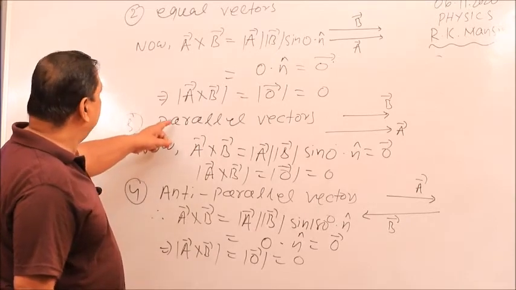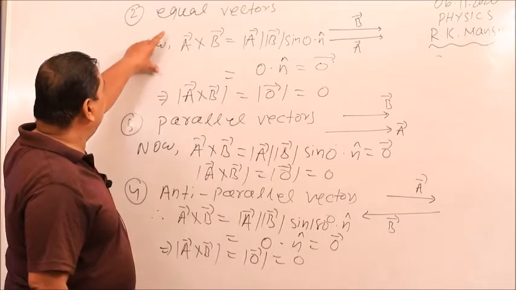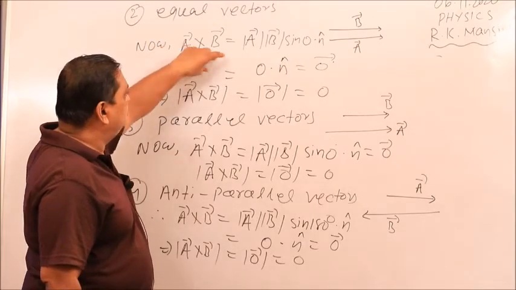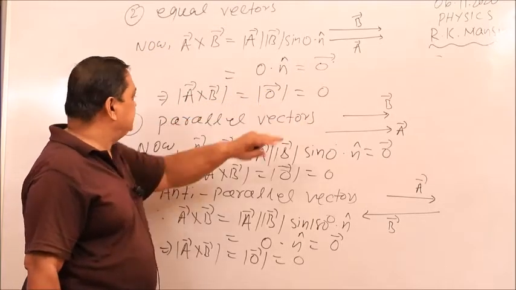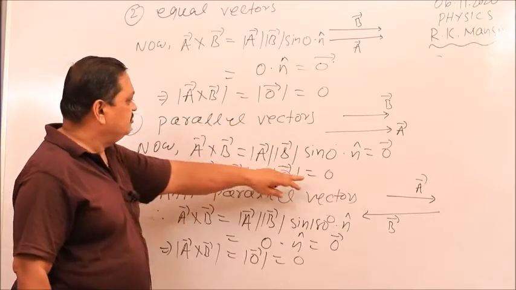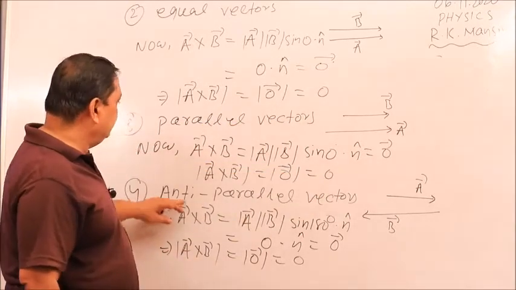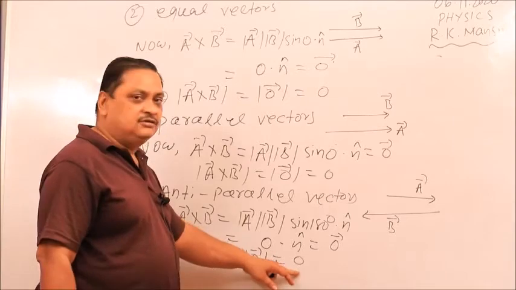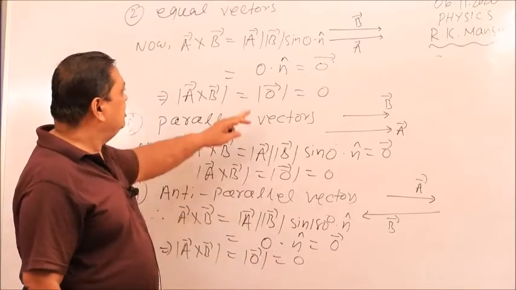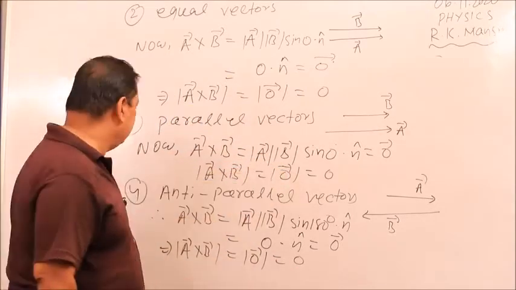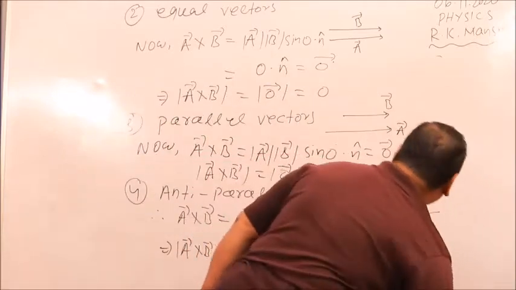So in case of equal vector, A cross B value vanishes, in parallel vector value vanishes, and in anti-parallel case also value vanishes, because value of sin 0 and sin 180 is 0. Now we will discuss perpendicular vector.